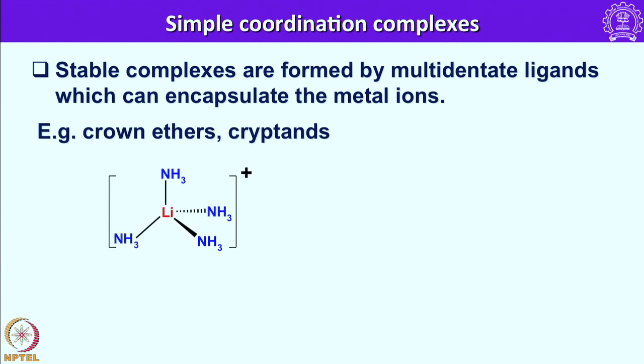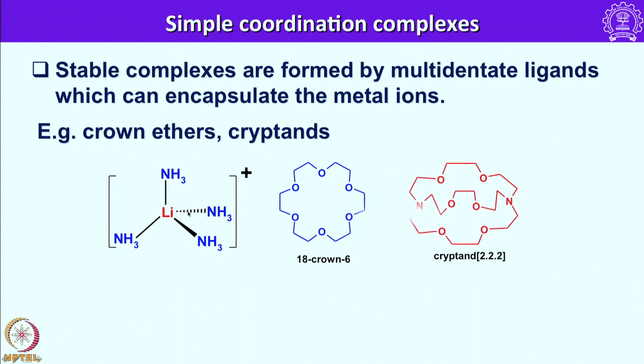As I said, lithium prefers 4 coordination. You can see here a tetraamine lithium compound, and these are all called crown ethers and cryptands. Here you can see in this cyclic ring we have oxygens, and these oxygens are bridged by ethylene groups. In this case we have 6 oxygen atoms, and this is called 18-crown-6, whereas in this case we have 2 nitrogen atoms flanked by 3 ether groups, and this is called a cryptand. In its name you can see we have some numbers here: cryptand in square brackets 222.